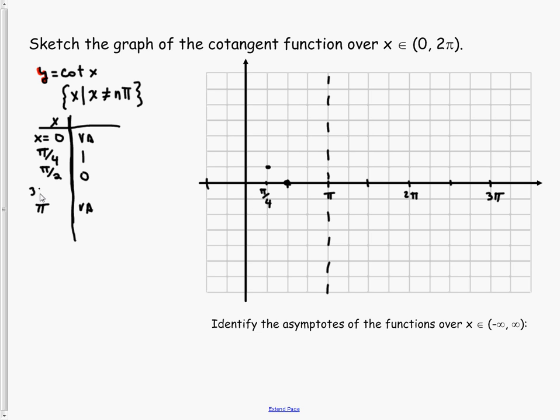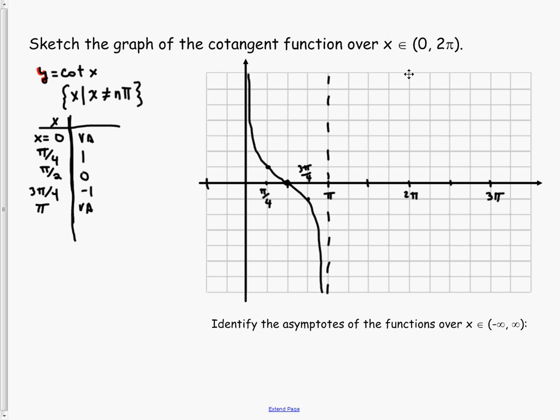3 pi over 4 is another quarter of the way mark. What happens there? Well, at 3 pi over 4, since it's cosine divided by sine, and cosine is negative but sine is positive, we're going to get negative 1 for y. And if we follow this pattern, we're going to see that the cotangent graph comes down along the vertical asymptote through the points pi over 4, 1, pi over 2, 0, and 3 pi over 4, negative 1, and then goes towards negative infinity.